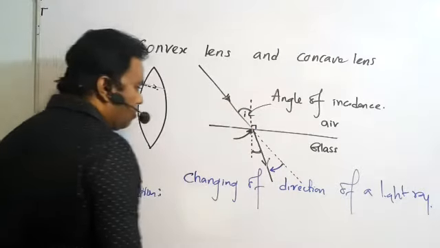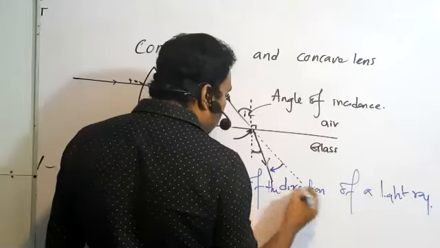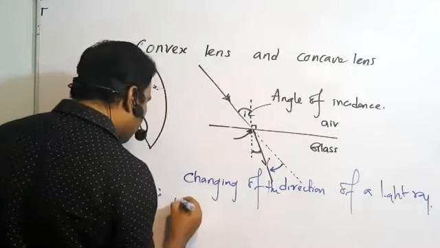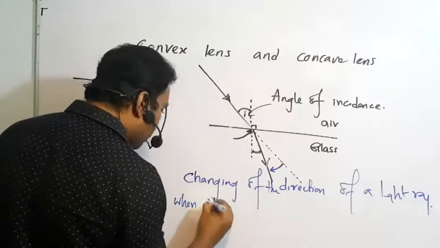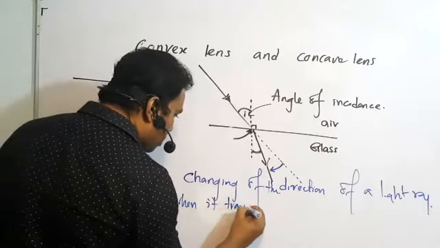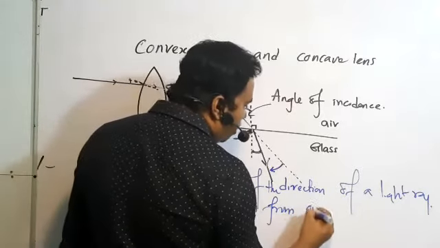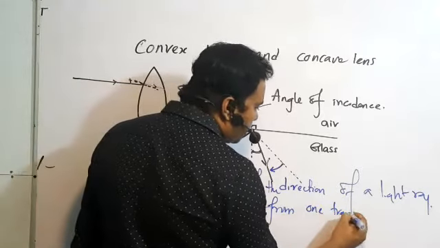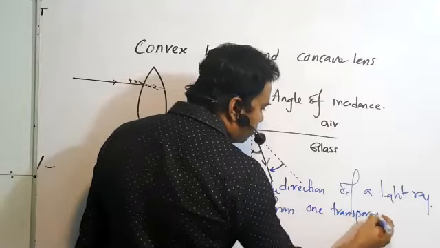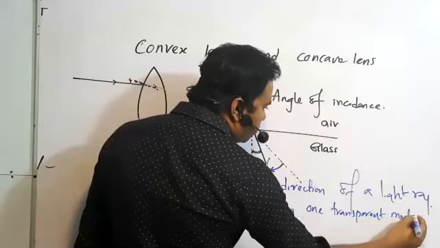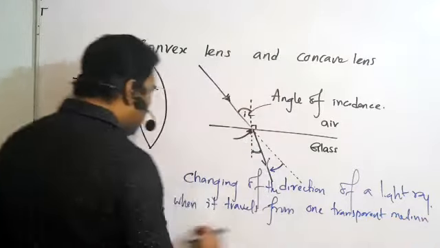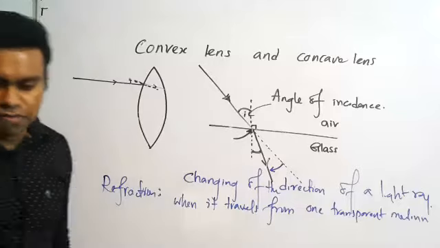Changing of the direction of a light ray when it travels from one transparent medium to another transparent medium.